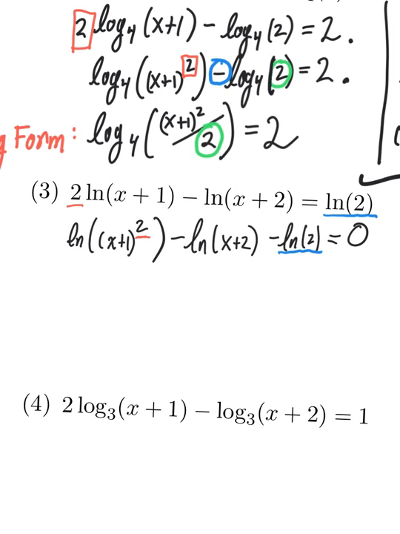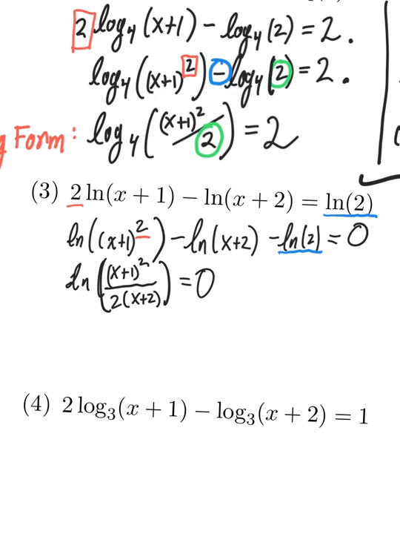Oh, nice. So now I see a log minus a log minus a log. Log turns subtraction into division. So this will leave me with ln, big parenthesis, x plus 1 quantity squared divided by 2 times x plus 2, equals 0. That is now an equation in log form, so I can rewrite it in exponential form.